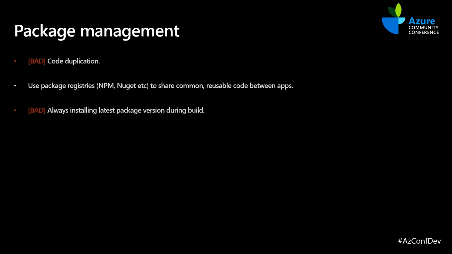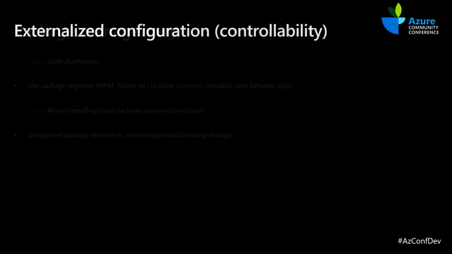Always avoid installing the latest package version when you do an NPM install or a build, because if you just install the latest package, you are susceptible to breaking changes. So instead, just use pinned package versions. Even if the package has a later version, you'd still be pinned to the specific version, and that way you avoid breaking changes.